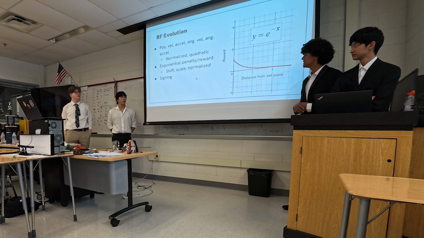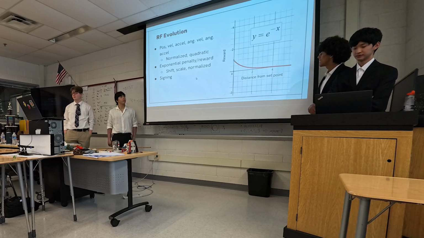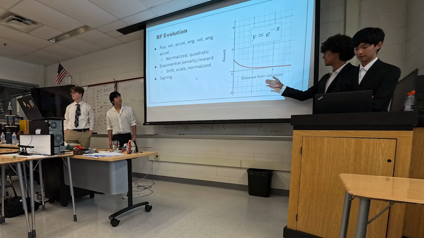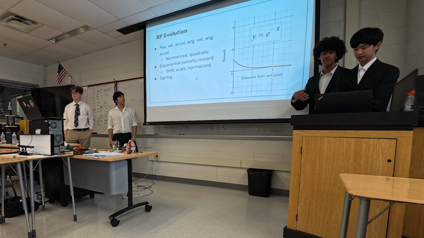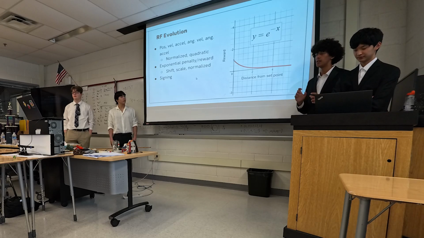Another thing that we tried was an exponential penalty for the agent. So this graph right here shows a plot between the distance from the set point and the reward given to the agent based on its position relative to the desired position of the ball on the beam.